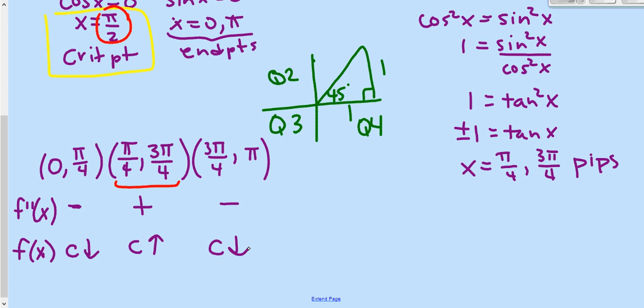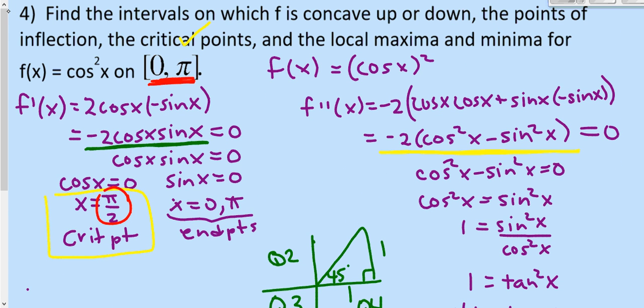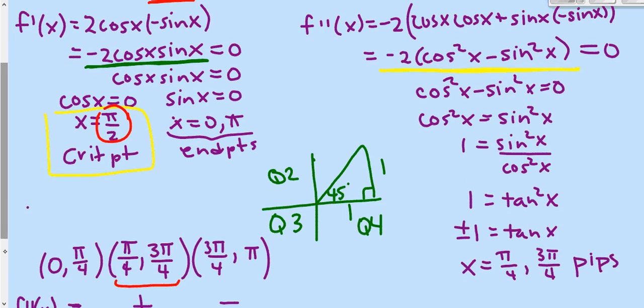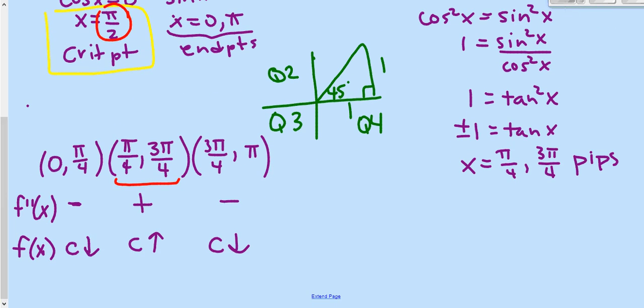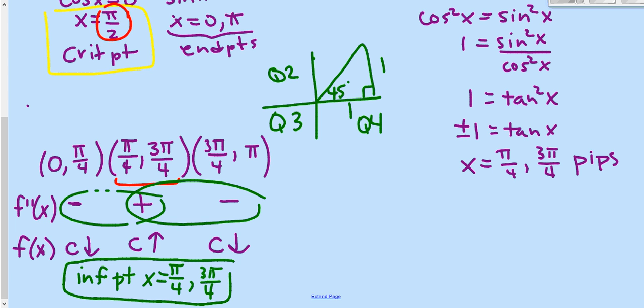So where are we? Now we have intervals of concavity, so we can check that off the list. We almost have points of inflection. We do see changes in concavity. So that means because of the change in concavity here, we have an inflection point at x equals pi over 4. And we have another change in concavity, so we have an inflection point at x equals 3 pi over 4. If you needed the y coordinates for those points, you would plug those x coordinates into the original function.